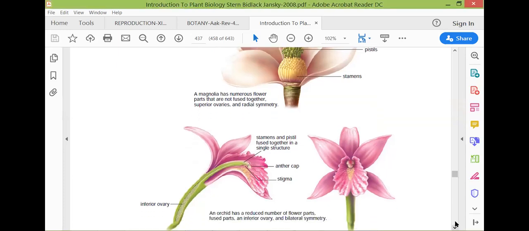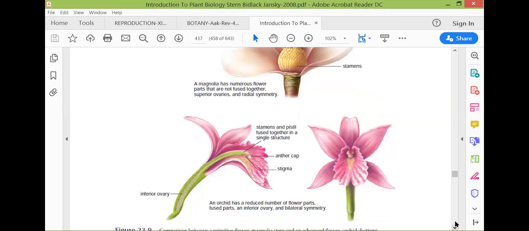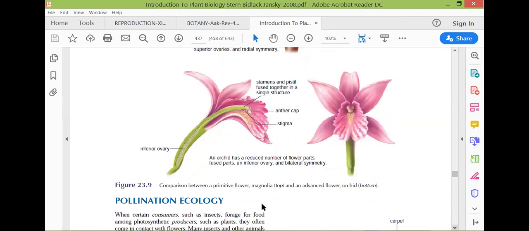It's very difficult to search for such a single diagram. This was in a book, so I showed you. So, comparison between a primitive flower, magnolia, and an advanced flower, orchid. This is your magnolia, and this is the orchid. Okay.